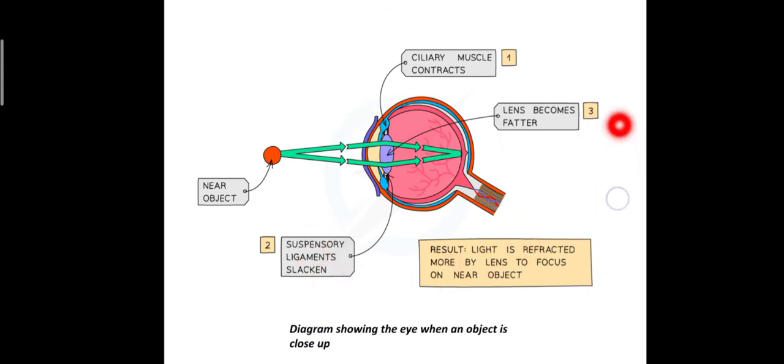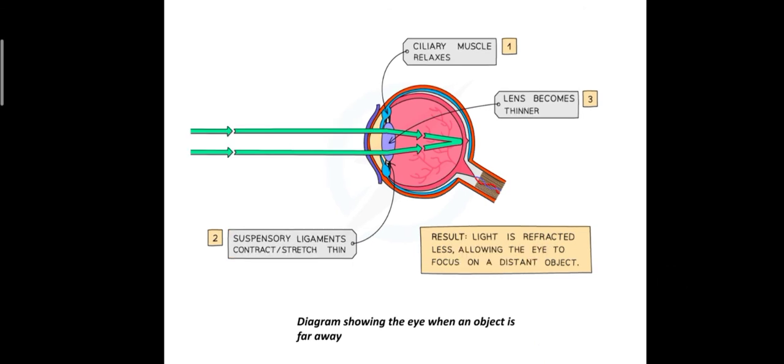This diagram shows the eye when an object is nearer or close up. We can see that the ciliary muscles contract, the suspensory ligaments are slackened, and the lens becomes fatter because the object is near. As a result, light is refracted more by the lens to focus on the near object.